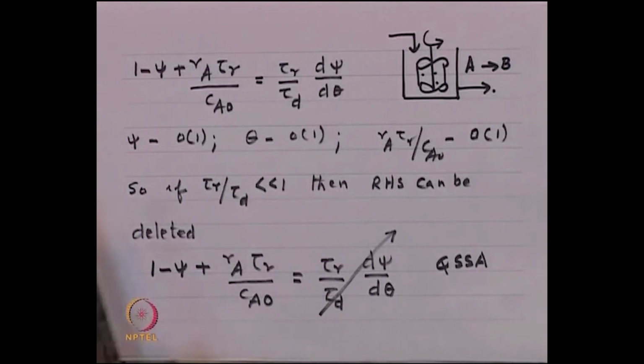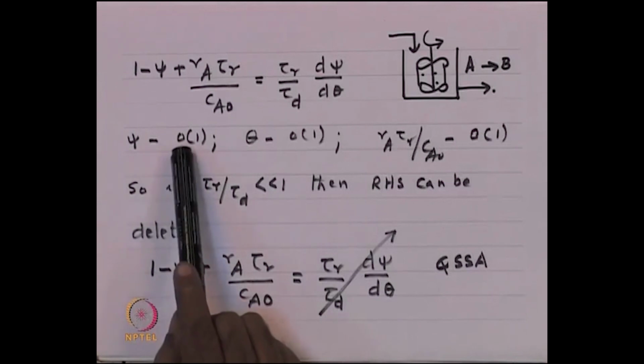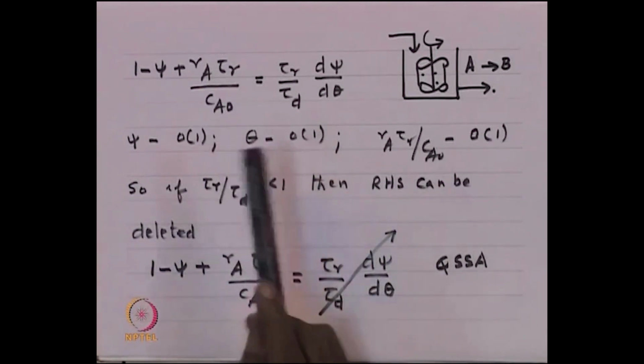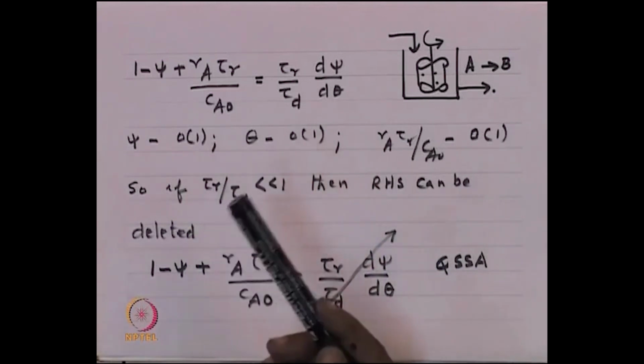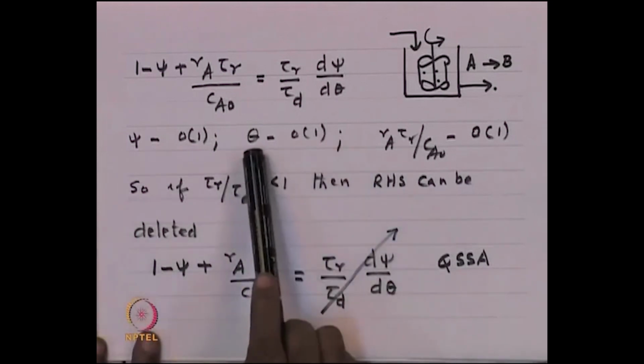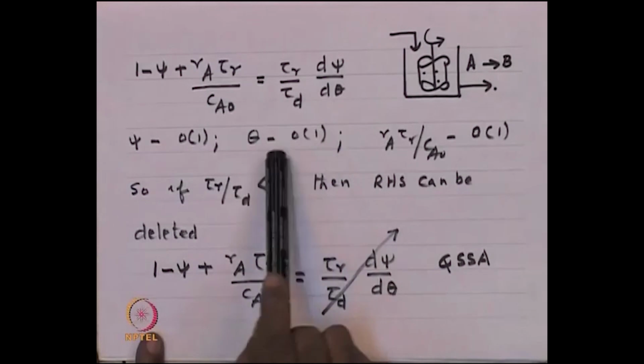We find that the order of magnitude of psi is 1. Why is it 1? Psi is C A by C A 0, and at best C A by C A 0 can be 1. Therefore, values are roughly of the order of magnitude of 1. If you look at theta, this ratio at best can be 1. So, the order of magnitude is 1.